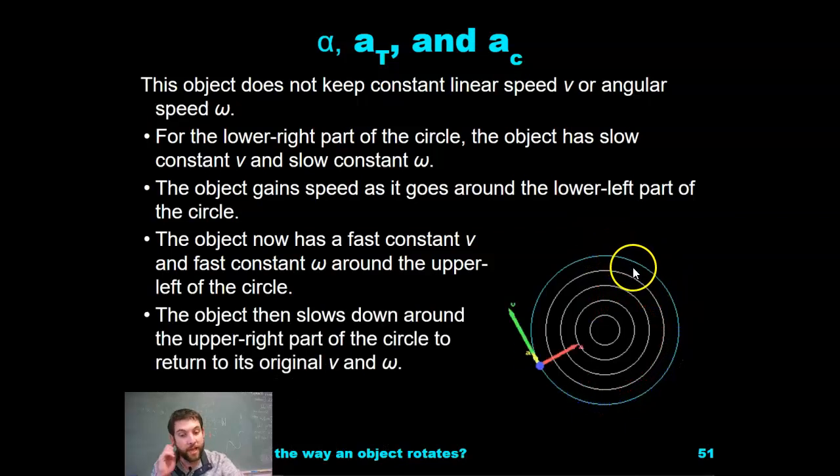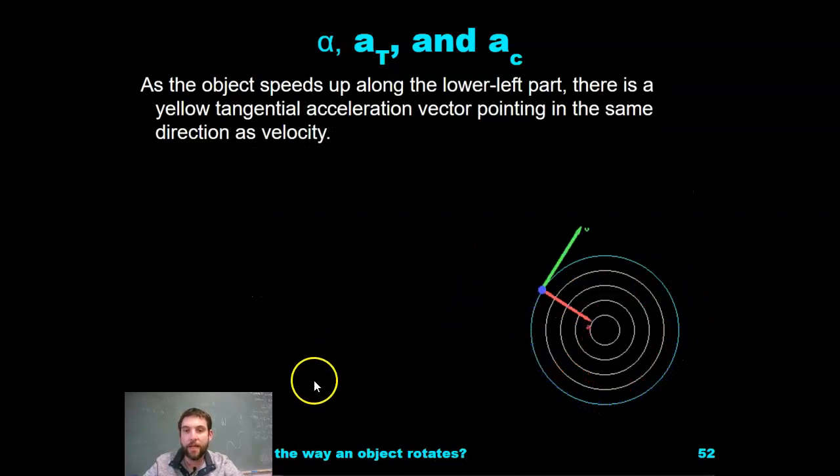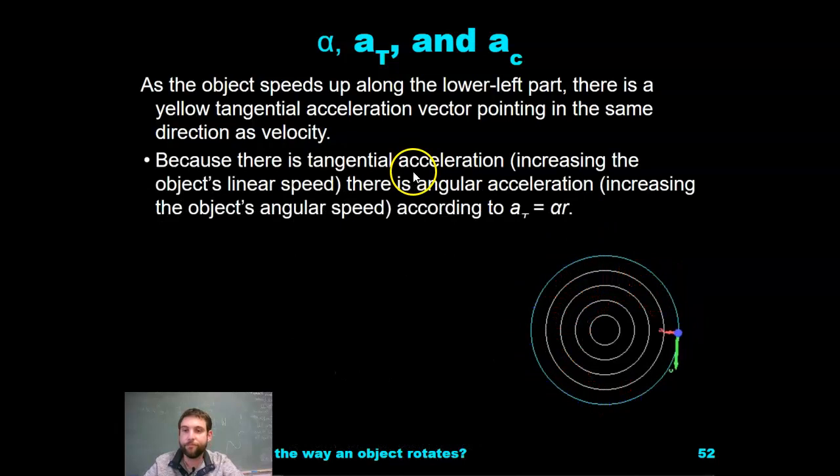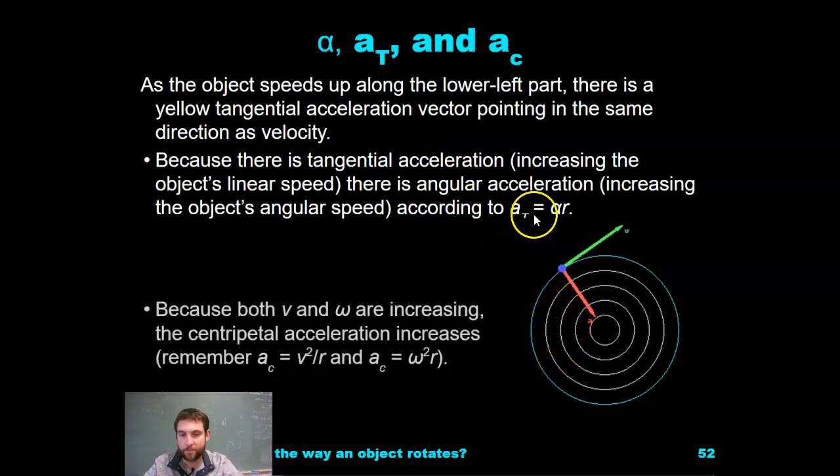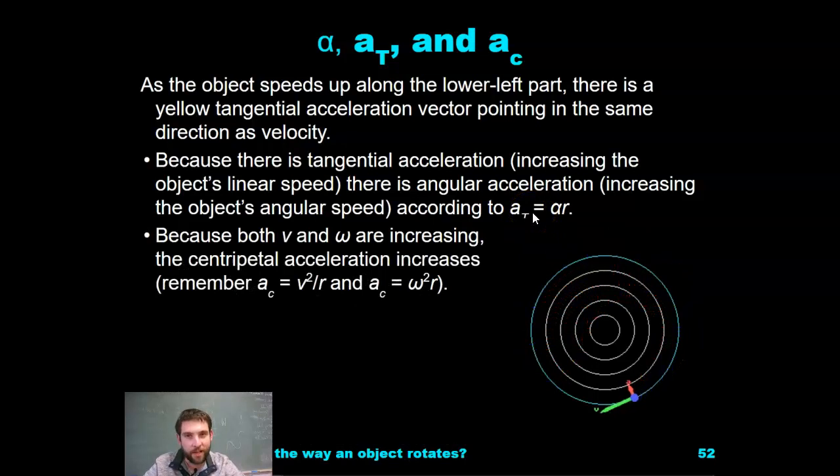The object then slows down around the upper right part of the circle to return to its original velocity and angular velocity. As the object speeds up along the lower left part, there's a yellow tangential acceleration vector pointing in the same direction as velocity. If there's tangential acceleration in the same direction as velocity, what are you doing? Speeding up. Because there is tangential acceleration, there is angular acceleration, according to tangential acceleration equals alpha times r. Because both your velocity and angular velocity are increasing, the centripetal acceleration increases.